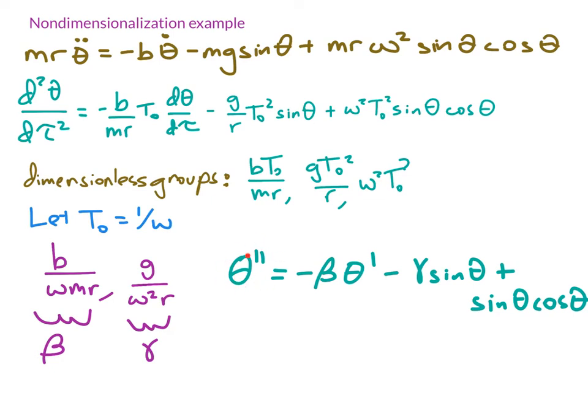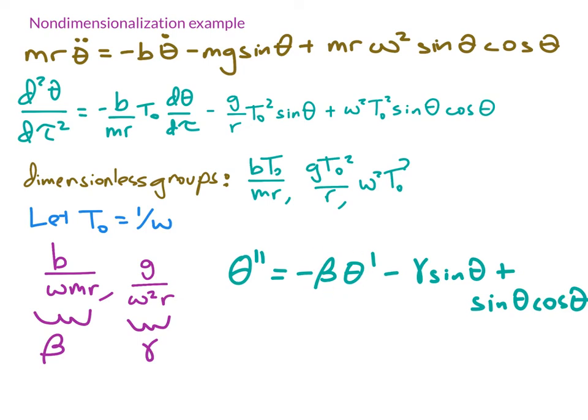I'm using primes instead of dots because these derivatives are with respect to tau rather than with respect to t. Theta double prime is equal to negative beta theta prime minus gamma sine theta plus sine theta cosine theta. The process of non-dimensionalization has given us an equation to analyze that looks a lot simpler than the original equation and that has many fewer parameters.